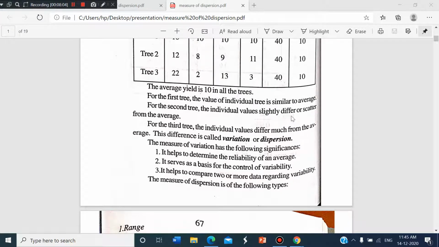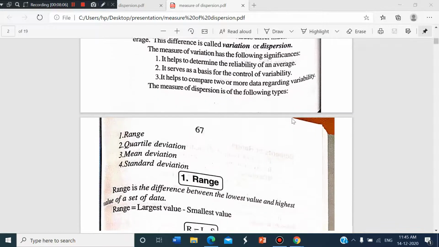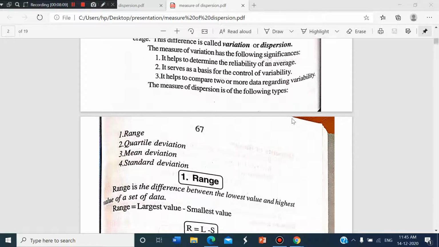The measures of dispersion are of the following types: range, quartile deviation, mean deviation, and standard deviation. As far as your syllabus is concerned, they have mentioned only two: one is range and another one is the standard deviation. Quartile deviation and mean deviation are not that important, so that's why they have been omitted from your syllabus.